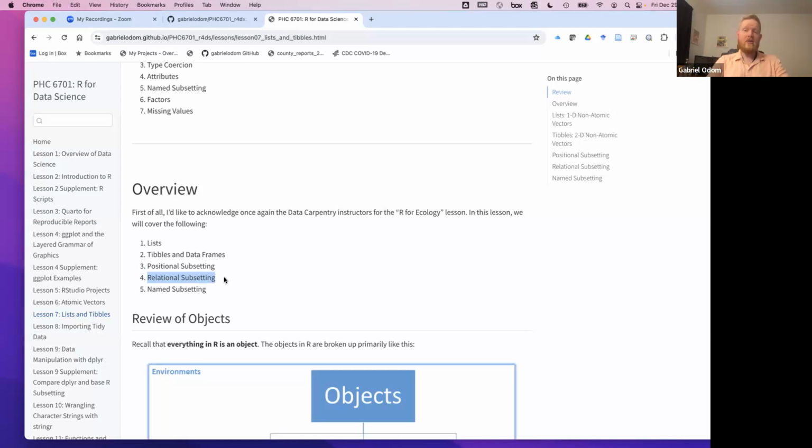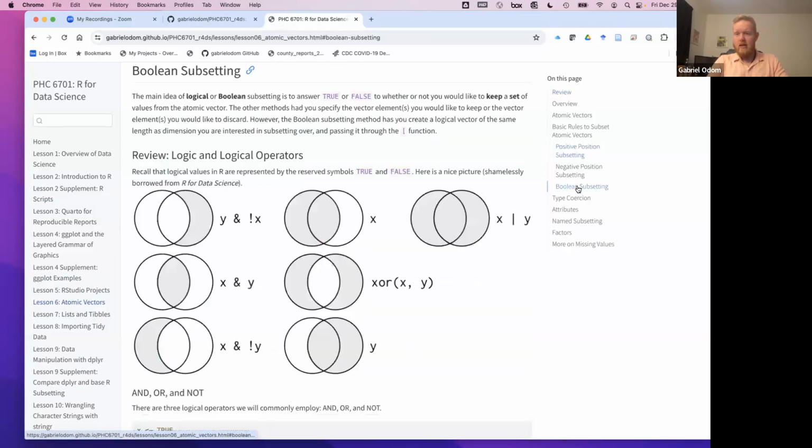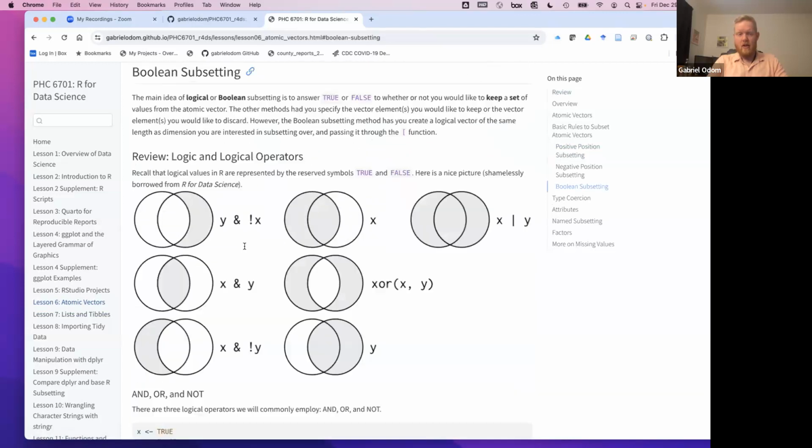Relational subsetting is actually a little similar to this idea. It's going to build on top of the idea of Boolean or logical subsetting. So if you need a review of that, go back to lesson 6, atomic vectors, and look at the Boolean subsetting subsection.